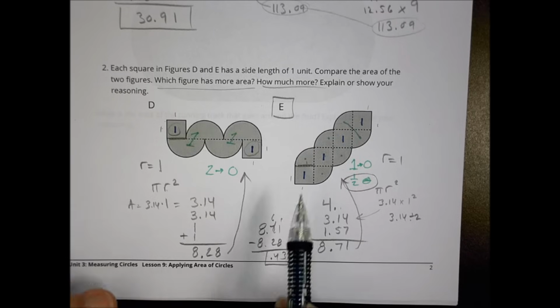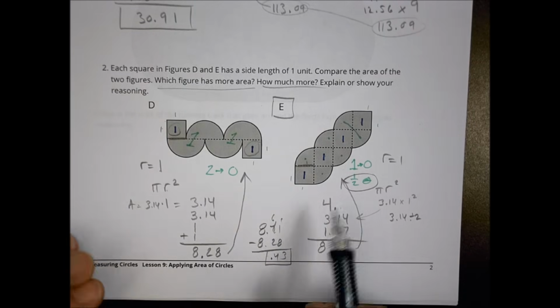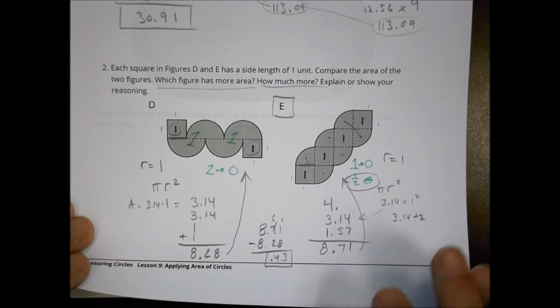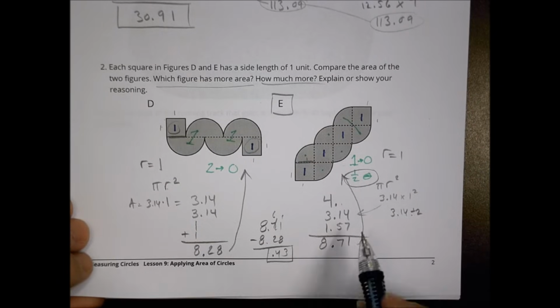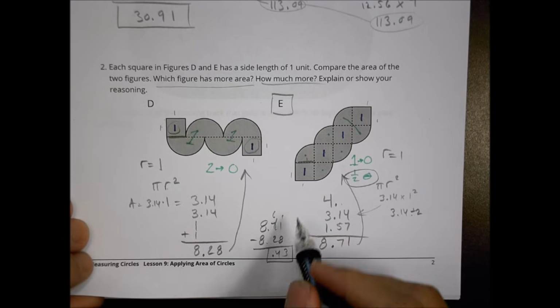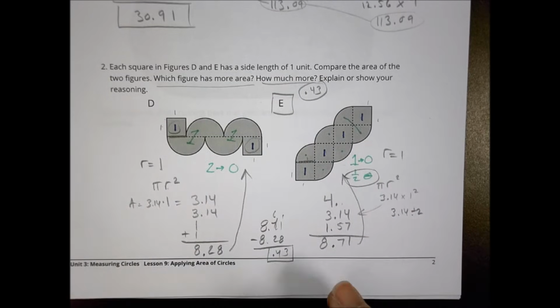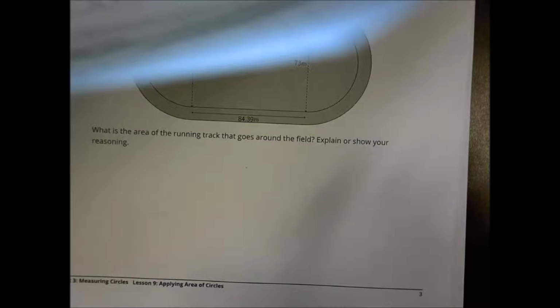So using what we know about finding the area of circles and squares, we can compare different shapes of different sizes, ones that are made with different types of circles and half circles. So it's kind of neat there to take a look at that. So that becomes our how much more: 0.43. Okay, so that's what you did on that activity right there. Let's take a look at the next one.